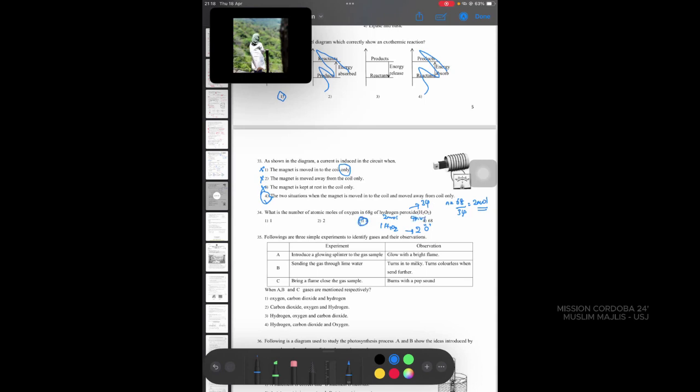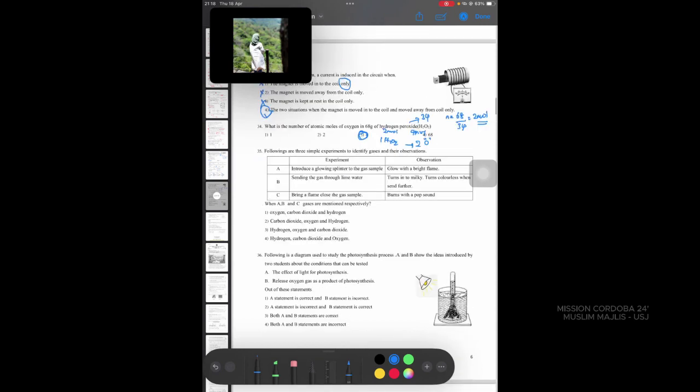Answer number 3. Okay. Following are 3 simple experiments to identify gases. Introduce a glowing splinter to the gas sample, glowing with a bright flame. Now we discussed this. So what is this? This is oxygen. Sending gas through lime water turns milky, then turns colorless when you send further. Carbon dioxide. Right. So then that will be carbon dioxide.